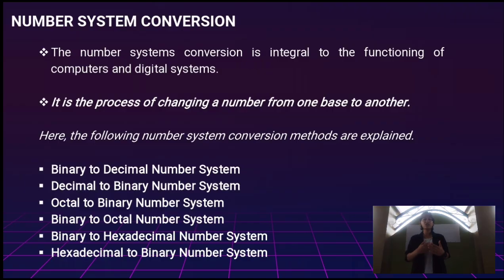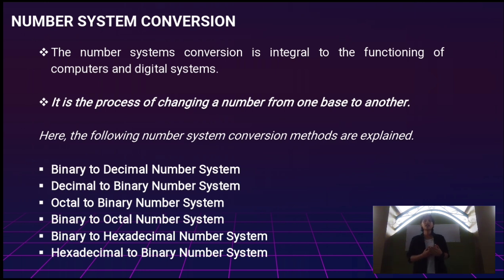Number system conversion is integral to the functioning of computers and digital systems. It facilitates data representation, arithmetic operations, memory addressing, data encoding, networking, debugging, and algorithm design. It is the conversion of a number of one base to a number of another base. We will learn the conversion of one base number to another base number, considering all the base numbers such as decimal, binary, octal, and hexadecimal with the help of examples.